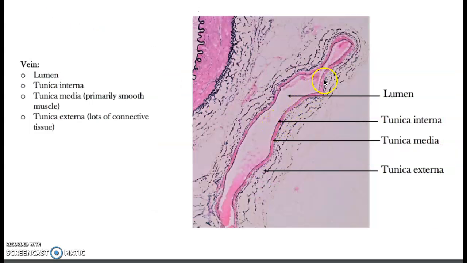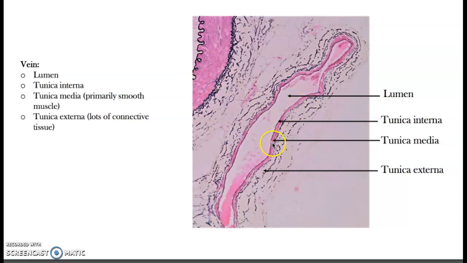Here we have the vein. Again, we have the space, which is going to be occupied by red blood cells. This is the lumen, the inner space. Then you have the tunica interna. It's smooth, not folded like this one.